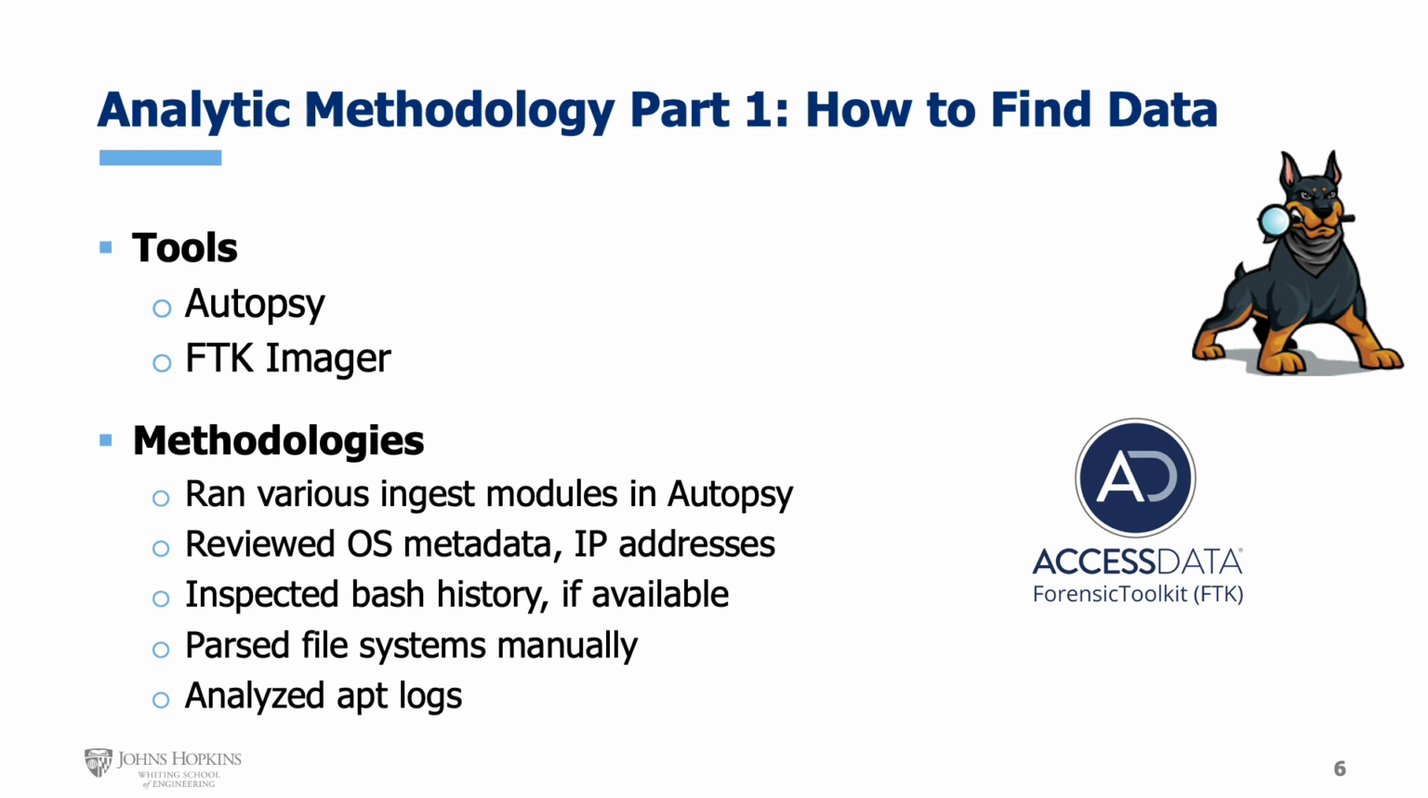We also reviewed the OS metadata and IP addresses in Autopsy and FTK Imager, which is the free version of FTK. We inspected the bash history if it was available. We manually parsed the file systems to review user-created directories and other evidence in various user folders. We also analyzed the APT logs and reviewed the programs that were installed. This was generally how we found data that was not hidden.